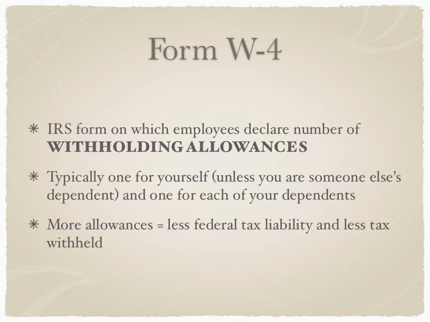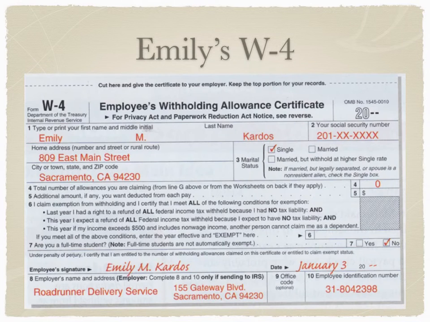The more allowances that you have, the less federal tax liability you have. The federal tax code gives you leeway, gives you back some, charges you less money if you have more dependents. So what happens is less tax gets withheld.